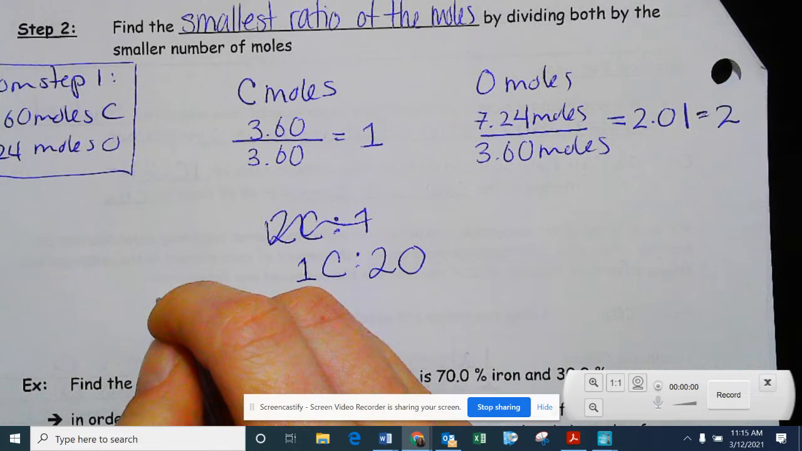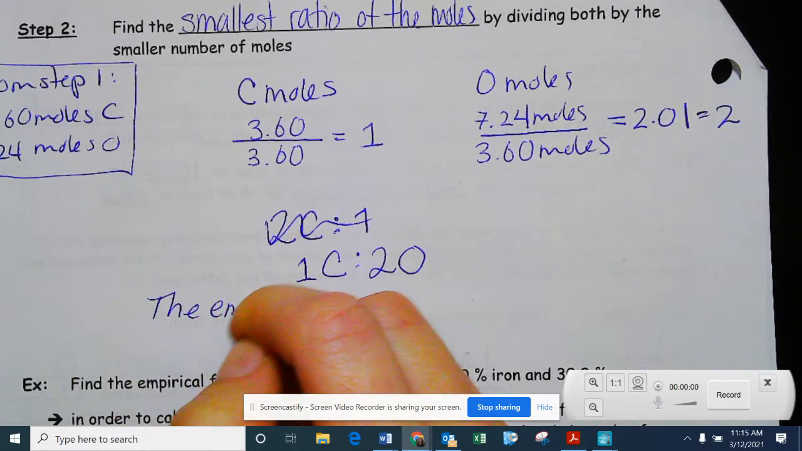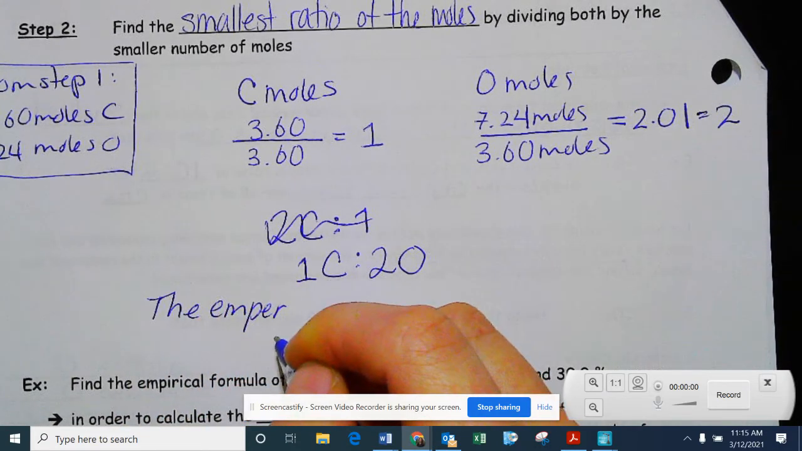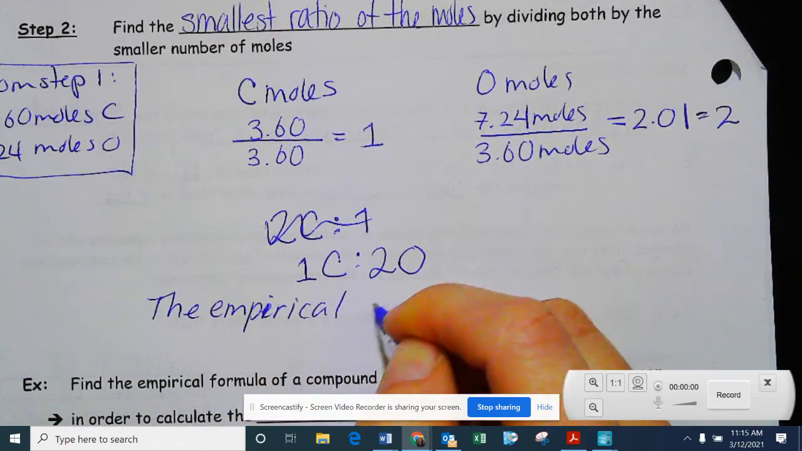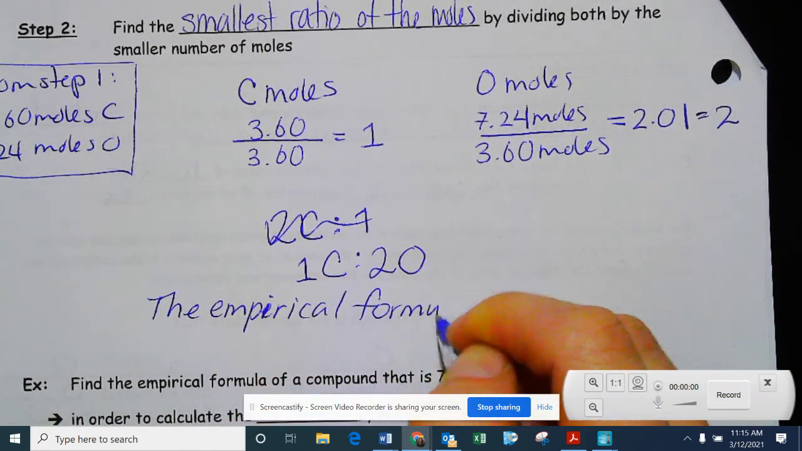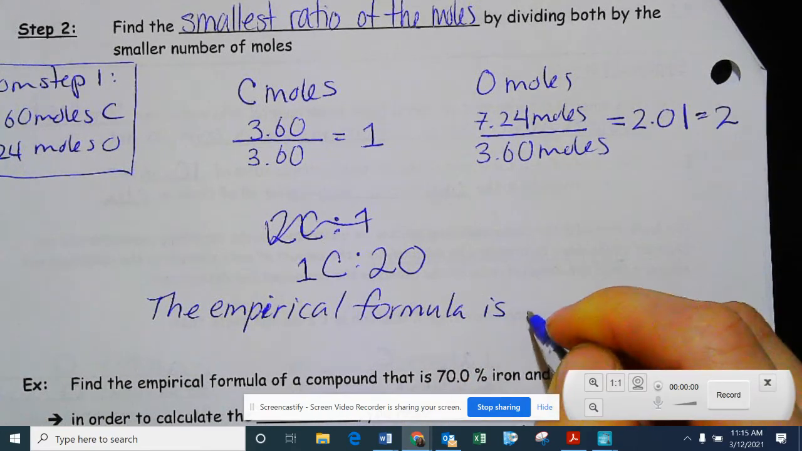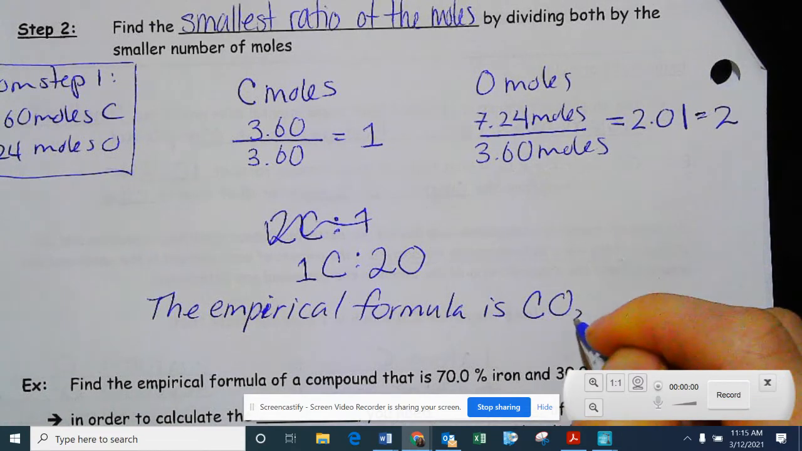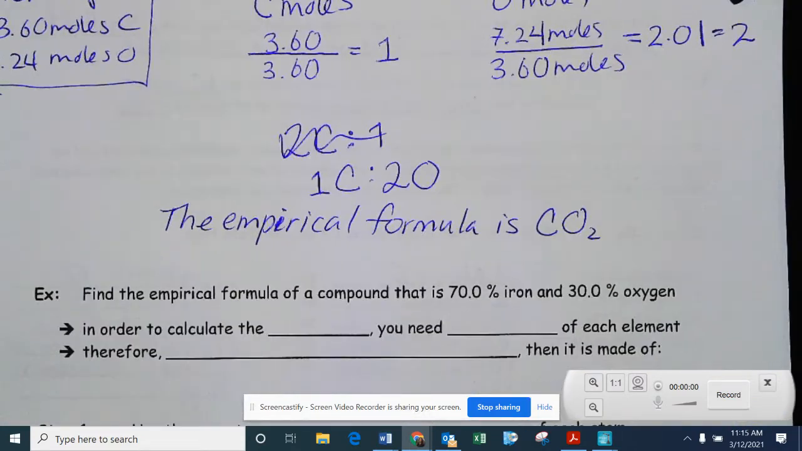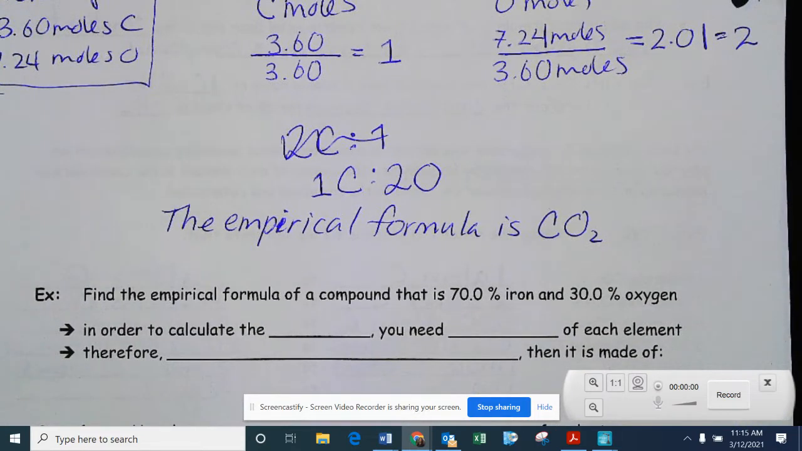So therefore, the empirical formula is going to be C1O2 because there's 2 of them. So that's how we're getting our empirical, our lowest terms formula.